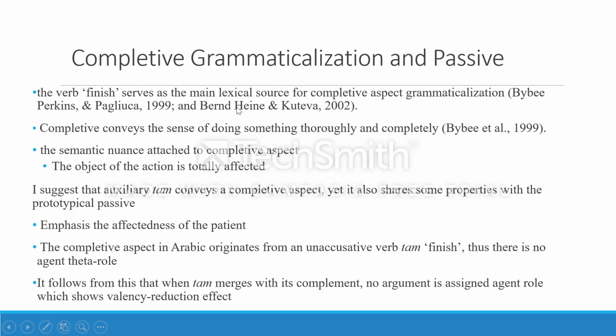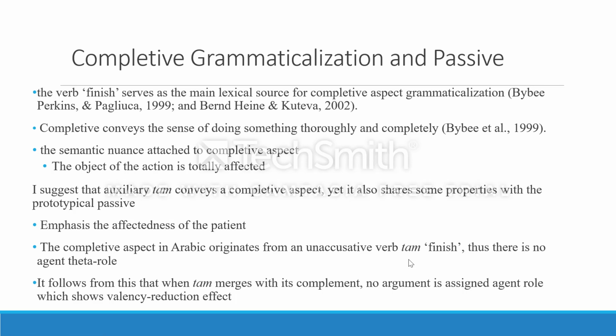The question that arises here: how and why does tem perform this passive function? To answer this question, let's look at the cline of change in the world's languages. According to Bybee et al. and Heine and Kuteva, finish serves as the main lexical source for completive aspect grammaticalization. Completive aspects are defined as doing something thoroughly and completely. The semantic nuance attached to it is that more emphasis is placed on the affectedness of the object. I suggest that the auxiliary tem conveys a completive aspect, and because it shares some properties with the prototypical passive, it functions as a passive in Arabic.